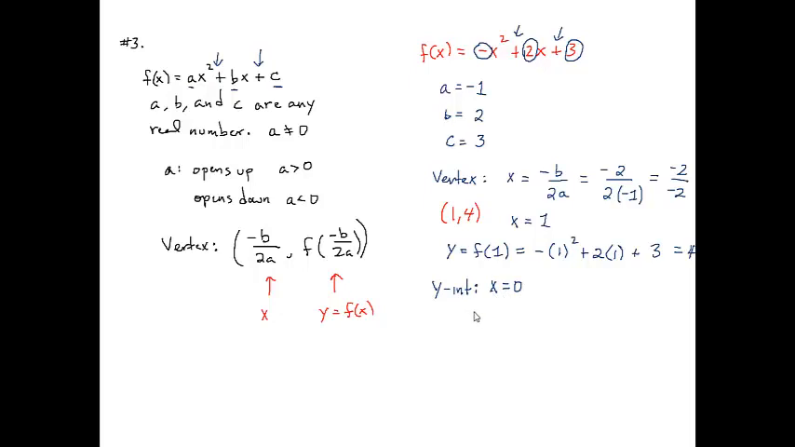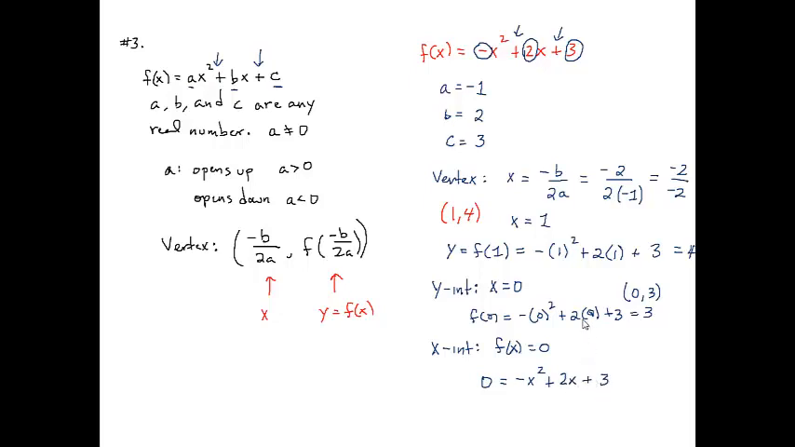X is 0, plug it in, so f of 0 is equal to negative 0 squared plus 2 times 0 plus 3. It's just 3. So the y-intercept is the point 0, 3. Now the x-intercept involves some work, right? The x-intercept is where f of x equals 0. So I have 0 equals negative x squared plus 2x plus 3.